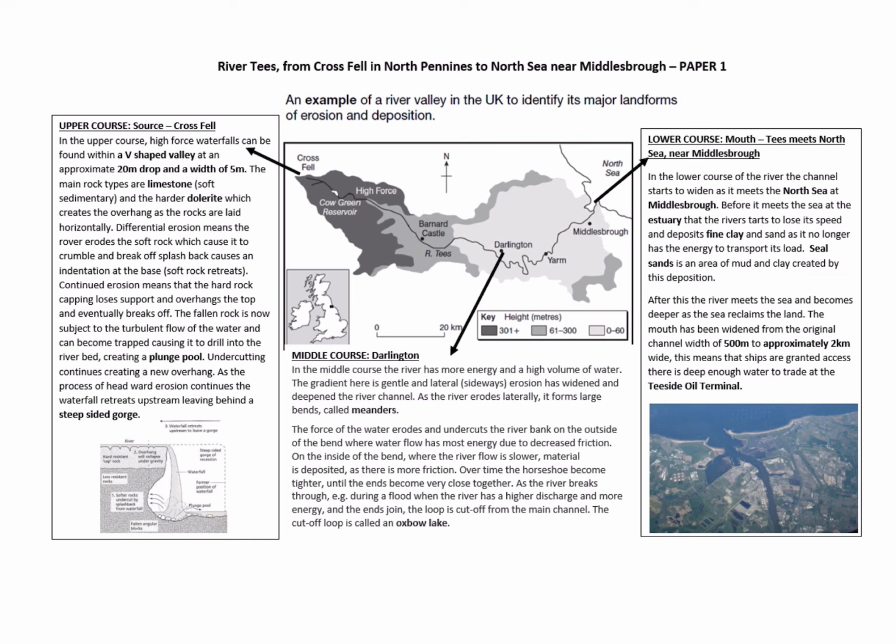And so your final section would obviously be on rivers. We've done the River Tees. It's an example of a river valley that shows its major landforms. Remember, the river gets broken down into 3 courses.